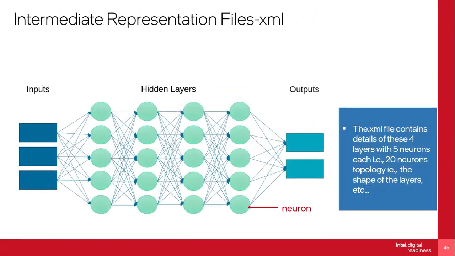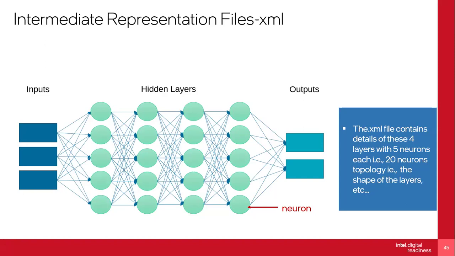So the intermediate representation, if you see here, the XML file contains details of these four layers with five neurons each, that is 20 neurons, topology. Correct? So in each layer, the five blue dots we call neurons, right? So five neurons, how they are connected, the structure. So totally 20 neurons, how they are connected, the structure has been stored in the XML file.